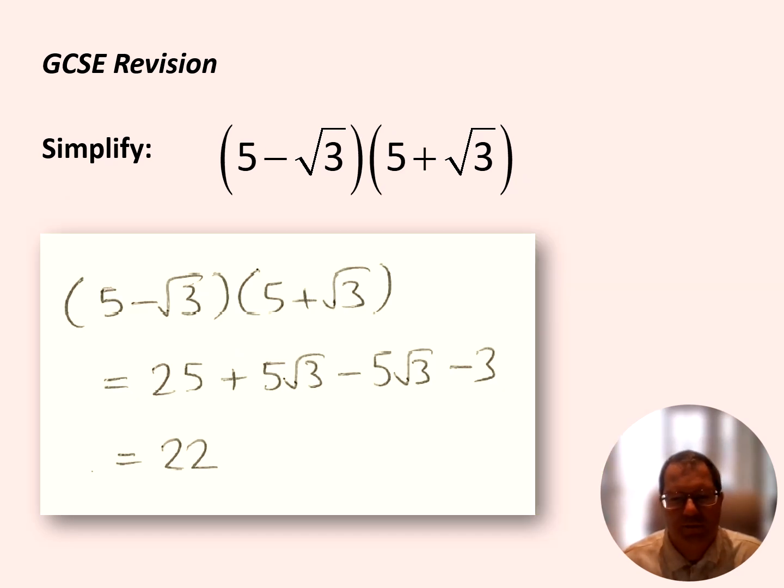A similar question, except this time we end up with an answer which is just a rational answer, because the 2 irrational terms in the middle, the 2 surds, are going to cancel out. We're doing something similar to our difference of 2 squares. So we're doing 5 times 5, which is 25, and we're doing negative root 3 times positive root 3, which is negative 3, and then the 5 root 3 and the minus 5 root 3 cancel out, so our final answer is 22.